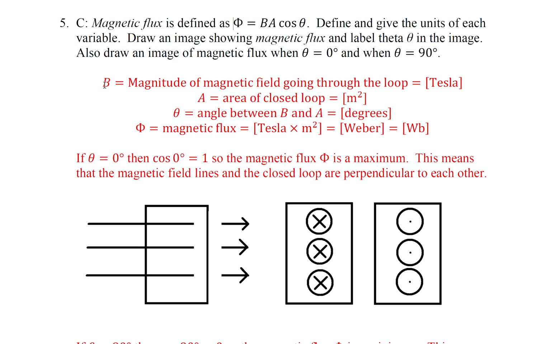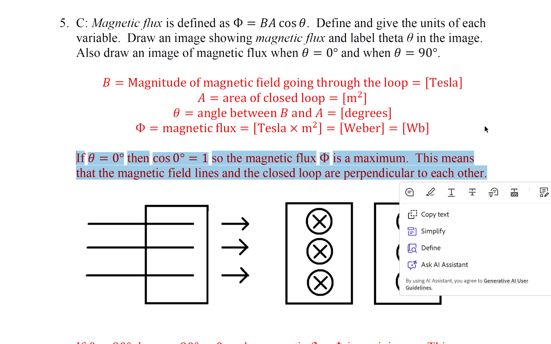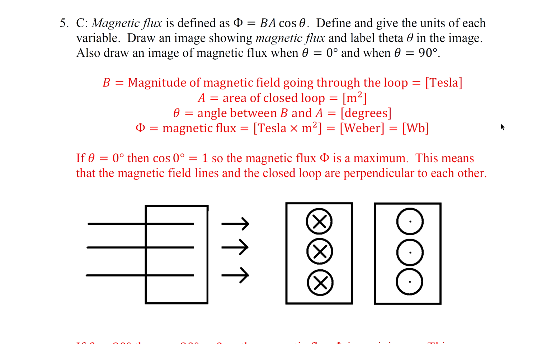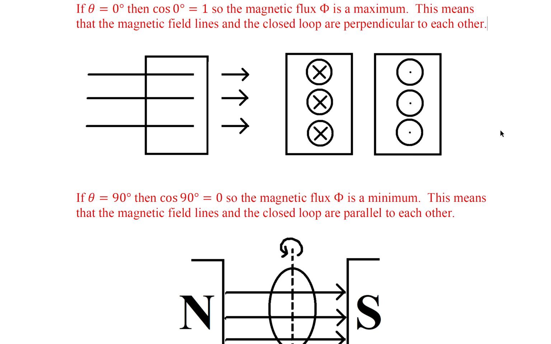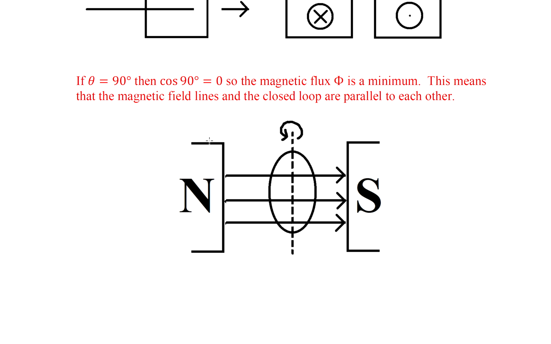So if theta is 0, then cosine of 0 is 1, so the magnetic flux phi is a maximum. This means that the magnetic field lines and the closed loop are perpendicular to each other. Okay? It's quite difficult to draw this on a 2D paper. Now, if theta equals 90 degrees, then cosine of 90 is 0, so the magnetic flux is minimum. This means that the magnetic field lines and the closed loop are parallel to each other.